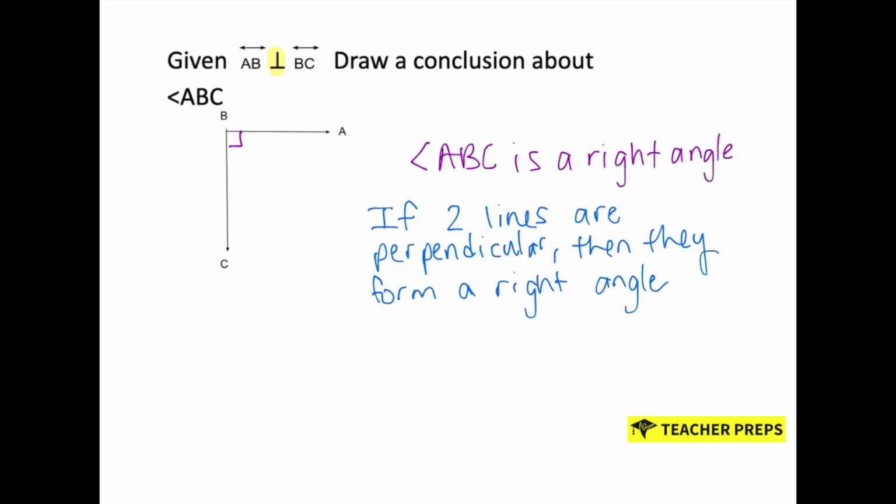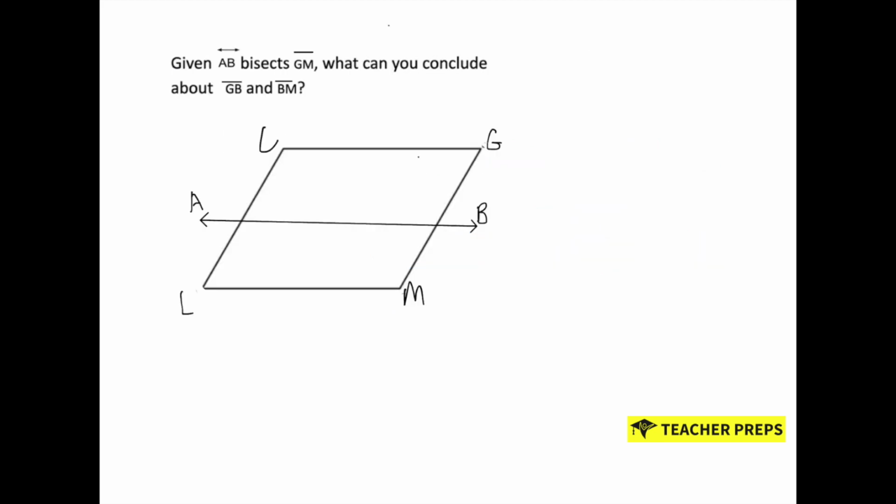Now we can say that if two lines are perpendicular, then they form a right angle. Angle ABC will be 90 degrees. Let's go through this last problem together. It says that given that line AB bisects line segment GM, what can you conclude about line segment GB and line segment BM?